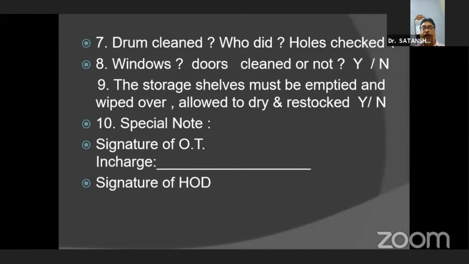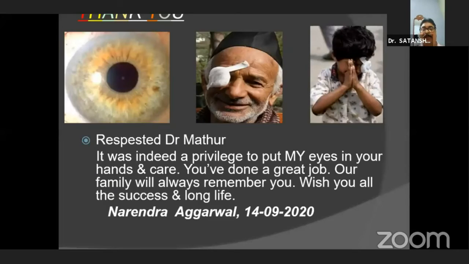Who cleaned the drum? Who cleaned the windows? Who cleaned the storage shelf areas? And everything should be signed and documented, and kept in the record. If you take care of all these things, next day your patient will be smiling, and big thanks to you.